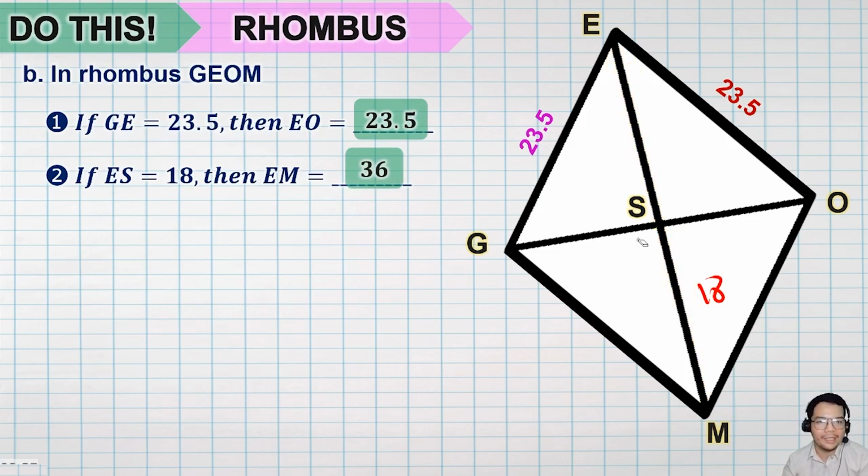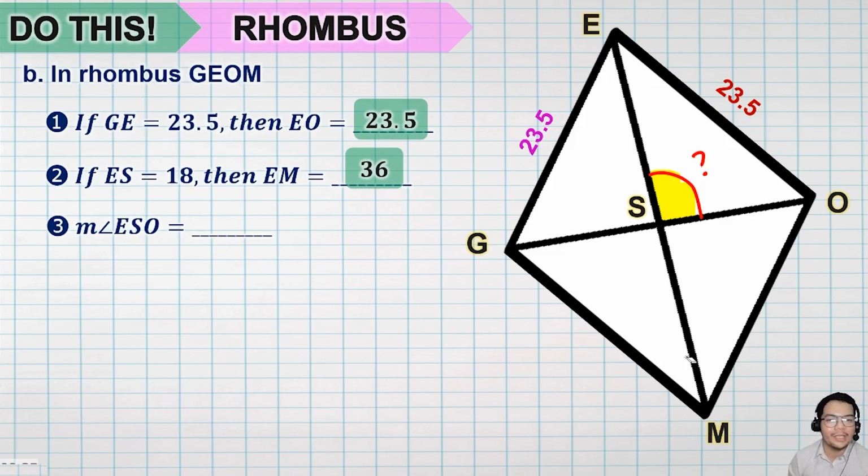Okay, next. Aside from that, we also have angles present inside a rhombus. First is this angle, which is angle ESO. So class, what do you think is the measurement of angle ESO? What is the measurement of this angle? We know that a property of a rhombus is that diagonals are perpendicular. So what do we mean by that? All the angles formed upon the intersection of the diagonals are right angles. That means since they are right angles, they will be measuring 90 degrees.